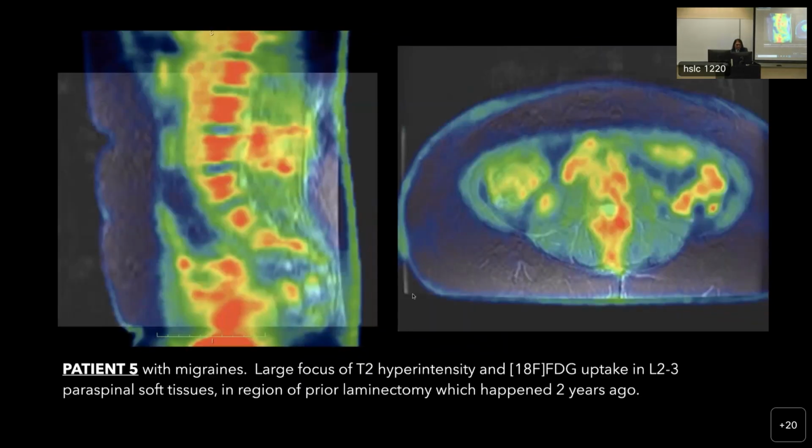And then here's another patient who had a laminectomy. Again, they had trouble figuring out what was causing the pain. And the laminectomy had happened about 2 years prior to this image, but still a fair amount of FDG avidity here, which I would think would be perhaps a little bit more than you would expect 2 years out.